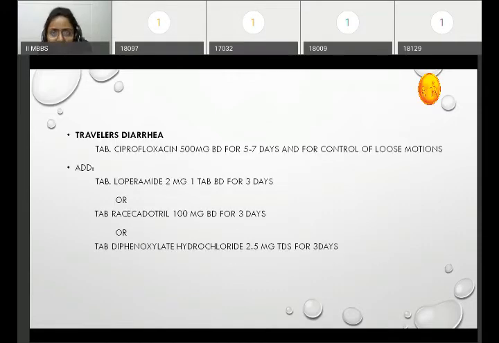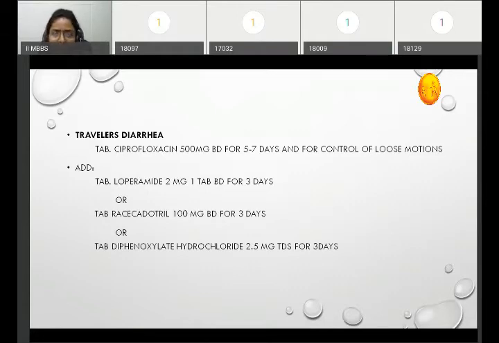Coming to traveler's diarrhea, it is always of infective etiology, caused due to E. coli, that is enterotoxigenic E. coli, or Shigella, etc. So here you have to add an antimicrobial drug.